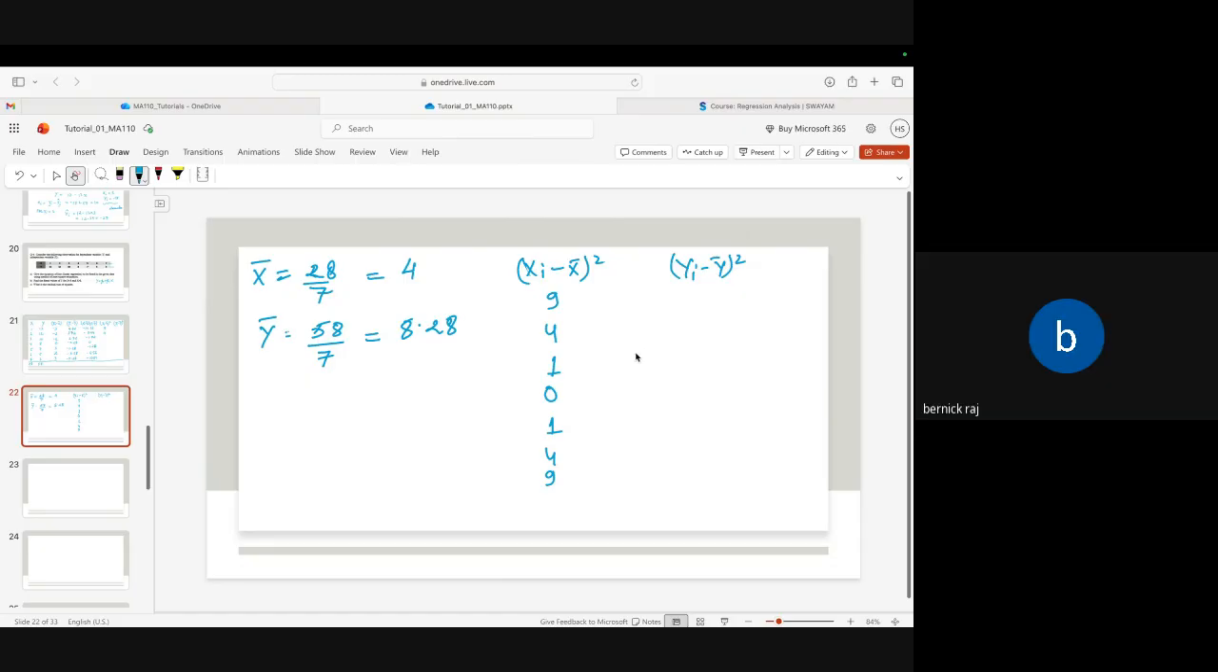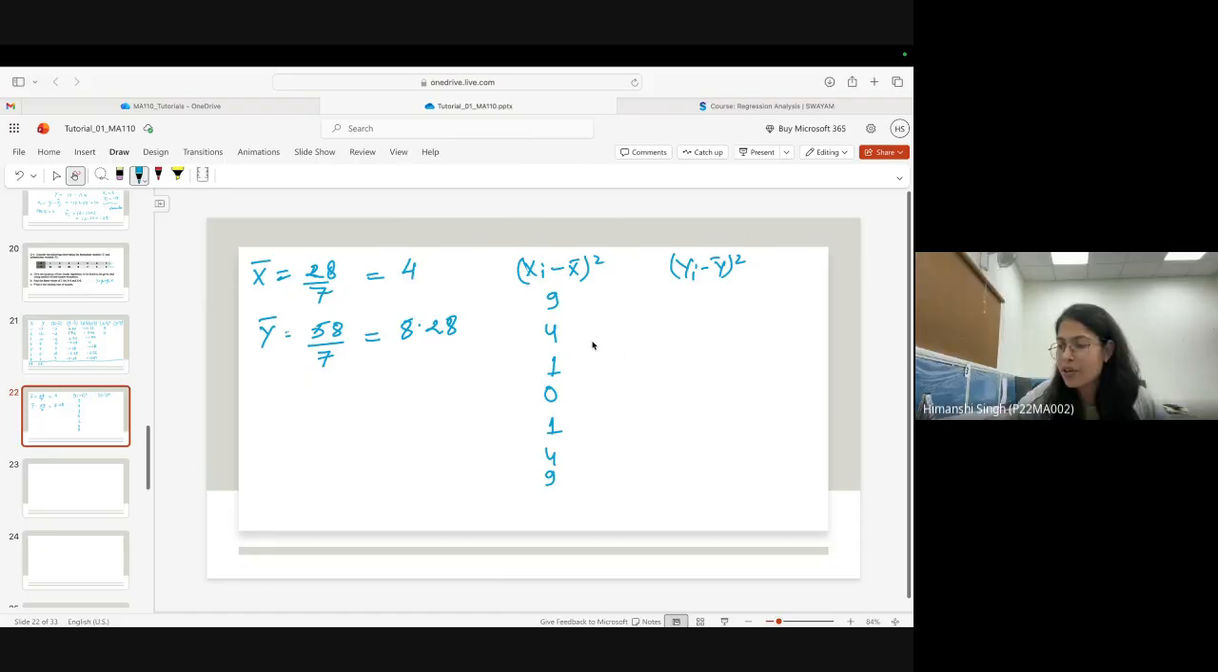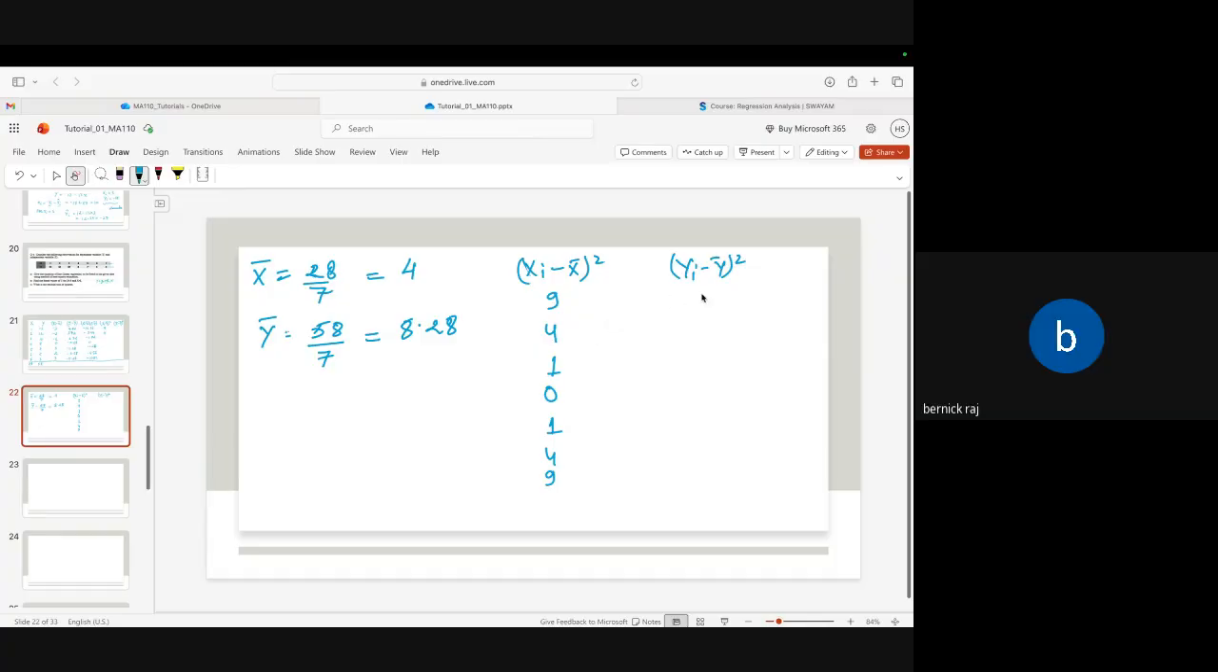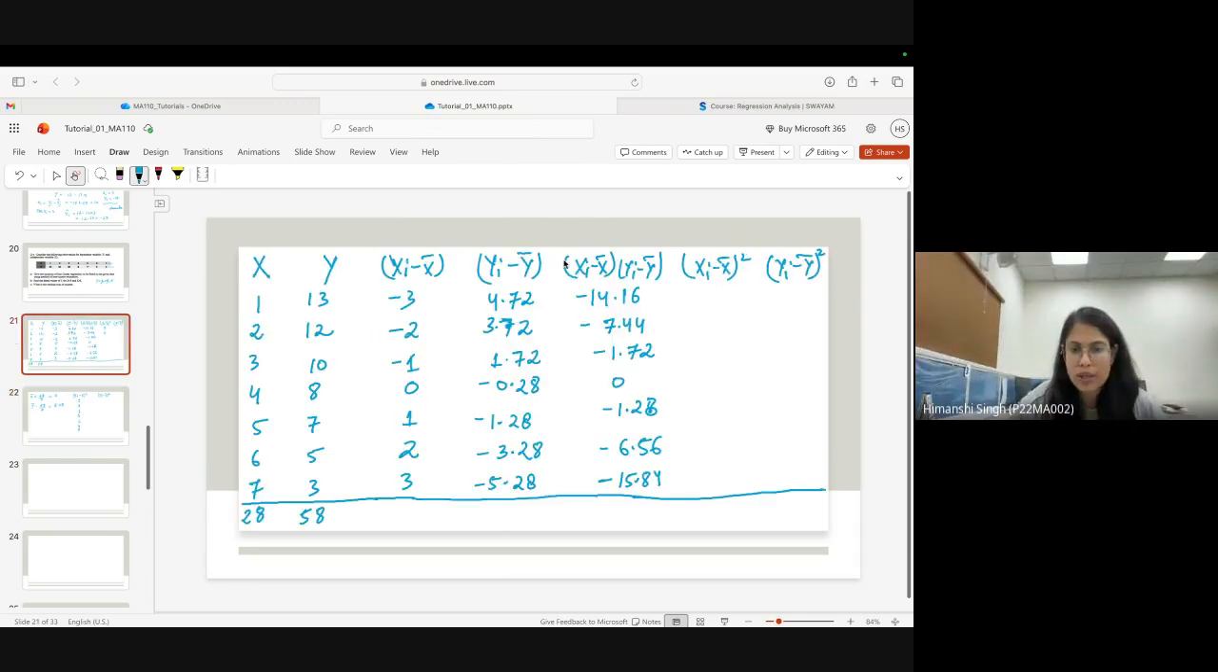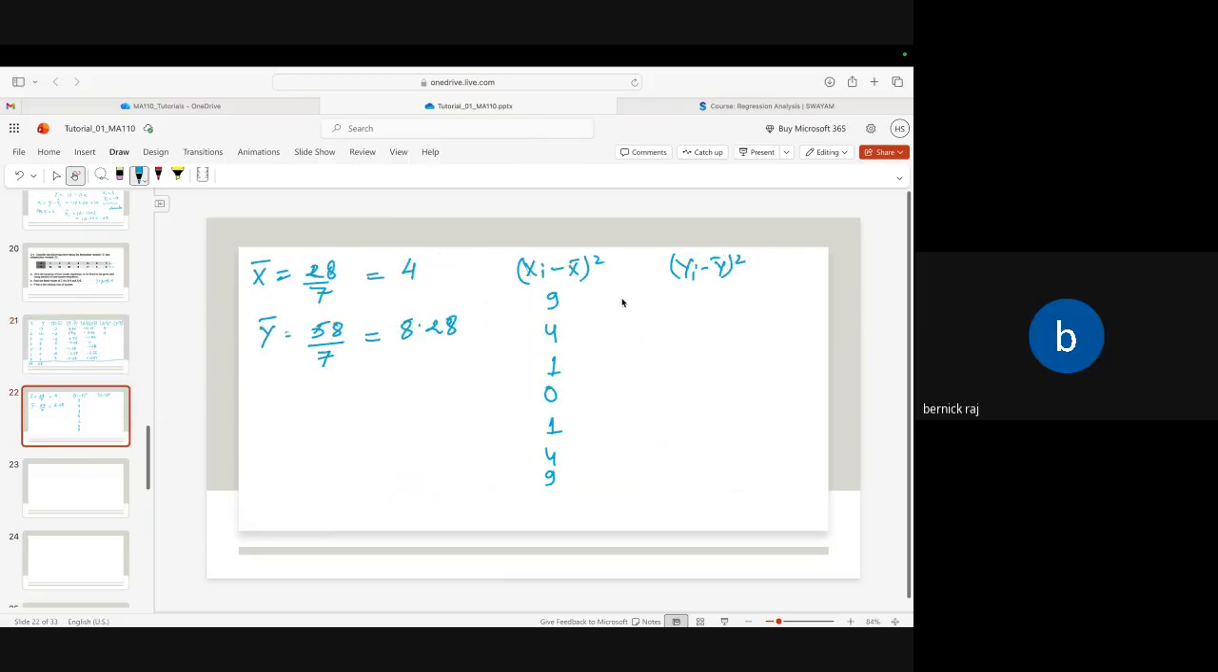7.40. No, 4.72 whole square. Sorry. 4.72 whole square. So this is y minus y bar. So that is 4.72, this whole square, 22.2.